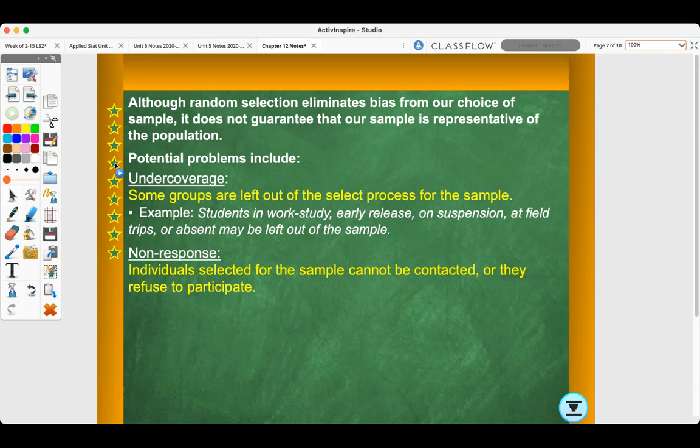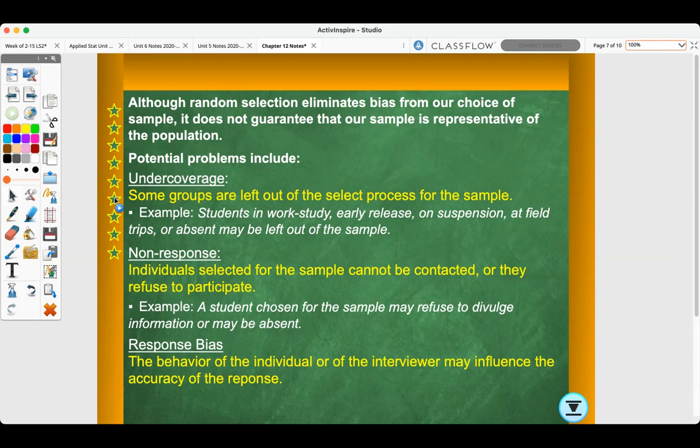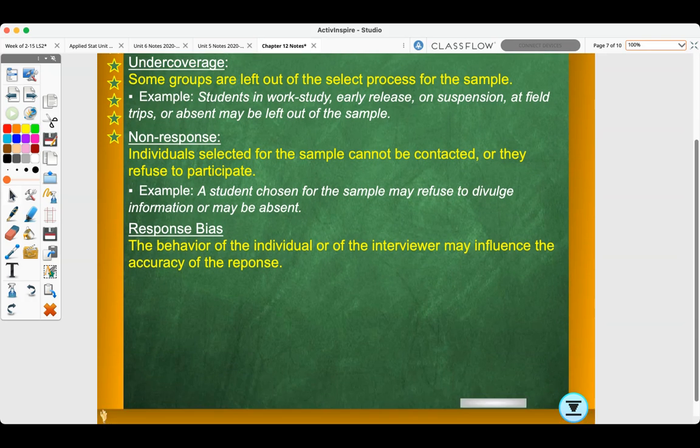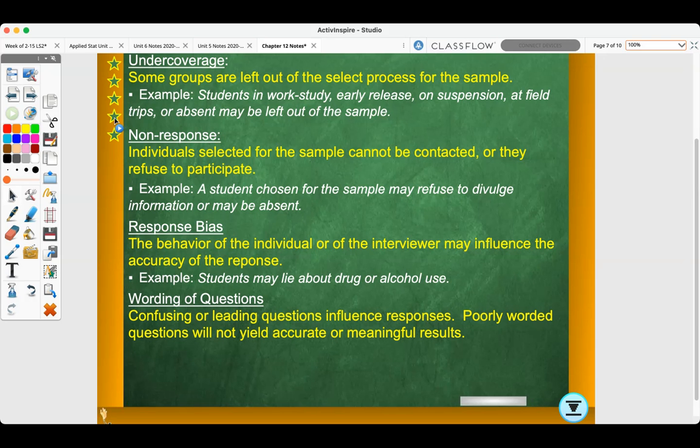Non-response. Individuals selected for the sample cannot be contacted or they refuse to participate. An example would be a student chosen for the sample may refuse to divulge information or may be absent. Response bias. The behavior of the individual or of the interviewer may influence the accuracy of the response. An example would be students may lie about drug or alcohol use.